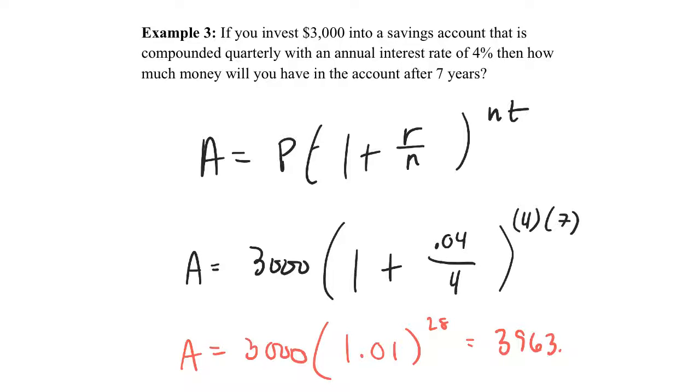3963, and I'll give decimals because it's money. So 87, because it's cents. So it's not bad. I mean, you make about $900 for doing nothing, for just investing money. Have you ever heard the phrase money makes money?